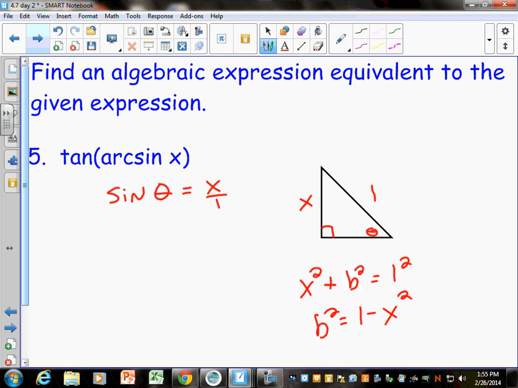So I subtract x squared over, I take the square root, and I get that that is the square root of 1 minus x squared. Do not tell me that that's 1 minus x. You cannot separate addition and subtraction under a square root. So even though 1 is a perfect square, even though x squared is a perfect square, you have to leave it under the square root as 1 minus x squared.